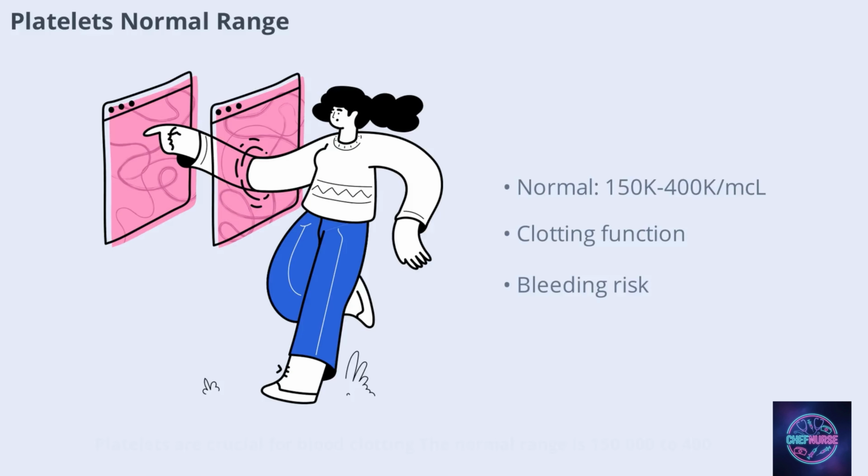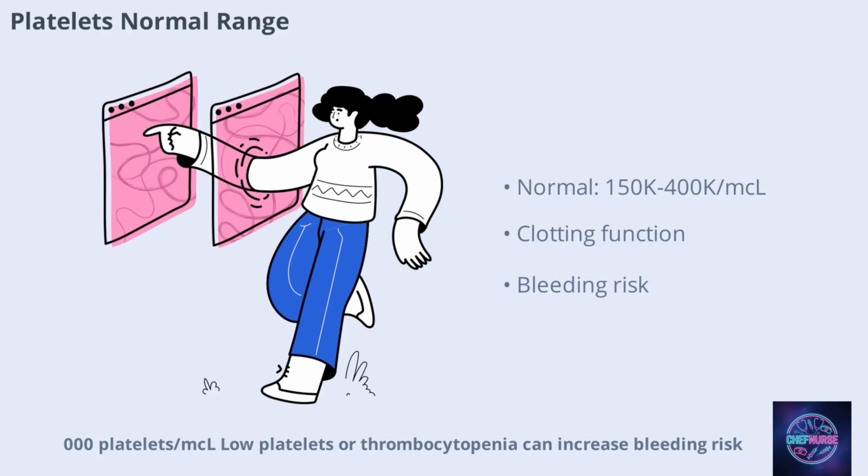Platelets are crucial for blood clotting. The normal range is 150,000 to 400,000 platelets/ml. Low platelets or thrombocytopenia can increase bleeding risk, while high platelets may be seen in inflammation or certain cancers. For the NCLEX, recognize the signs of bleeding and the importance of monitoring platelet counts in at-risk patients.